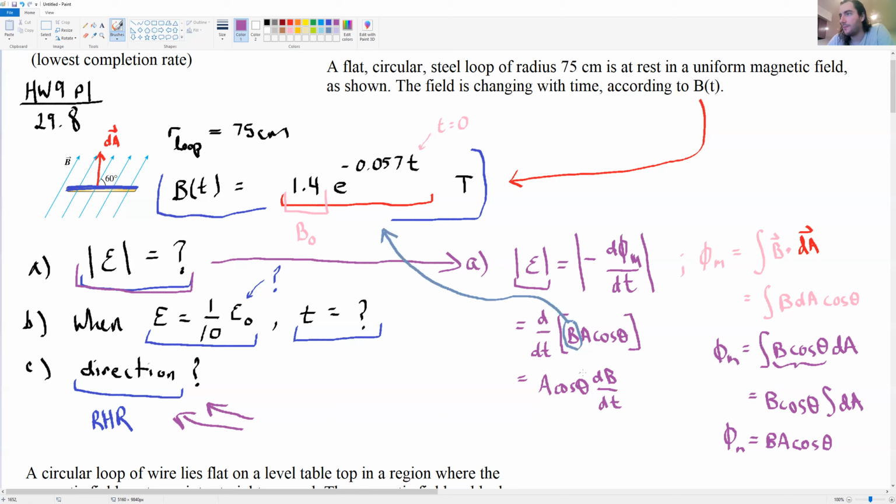And we should put the magnitude over dB dt here. Let's just get rid of all of the minus signs.